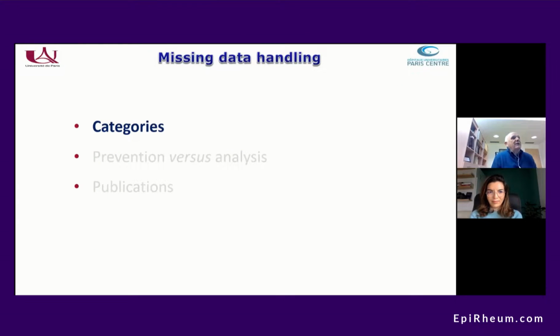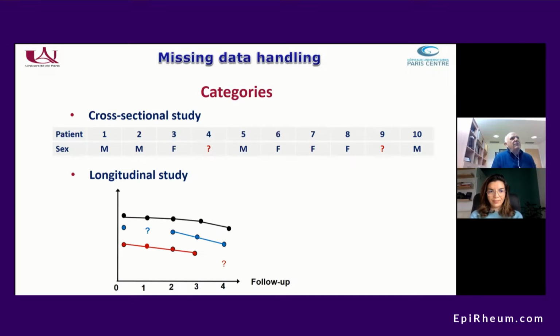First of all, I would like to start with the categories. In fact, there are two kinds of missing data. The one we can observe in the cross-sectional study, that is one shot. An example here, you see a study with 10 patients in which we have collected the gender of the patient. And you see that for patient 4 and patient number 9, we do not have the information concerning the gender. That's a missing data in a cross-sectional study.